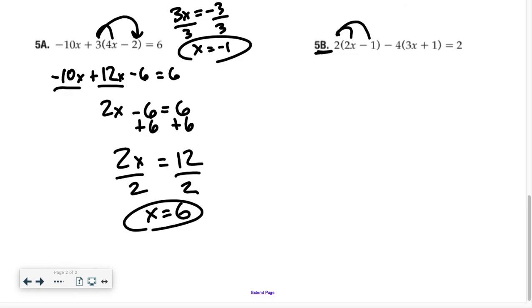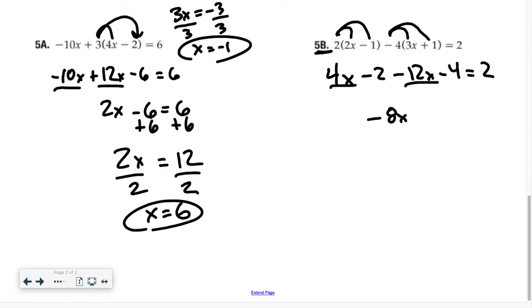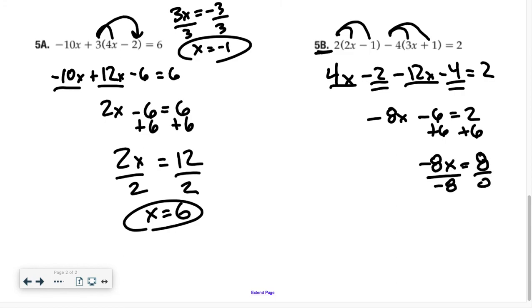I'll go through this one pretty quickly here so you guys can make sure you get a good idea here. 4x minus 2 minus 12x minus 4 equals 2. Negative 8x, 4 minus 12. Negative 2 minus 4, negative 6. Add 6. Divide by negative 8. You got x equals negative 1.